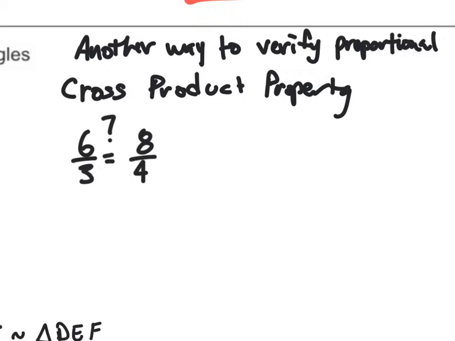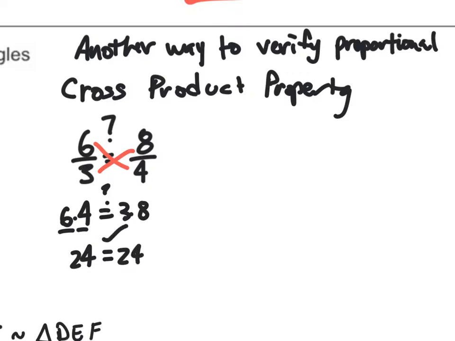So what I'd like to do is this cross product thing where I multiply 3 times 8 and 6 times 4. So if I do 6 times 4, is that equal to 3 times 8? Okay, and so 6 times 4, if I multiply those together, I'm going to get 24. And then 3 times 8 is also 24. So this is an equivalent statement, okay?